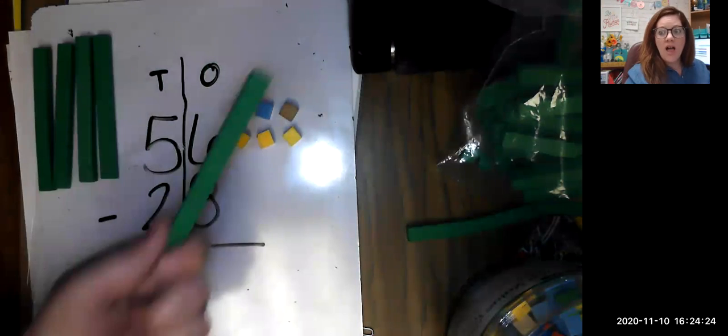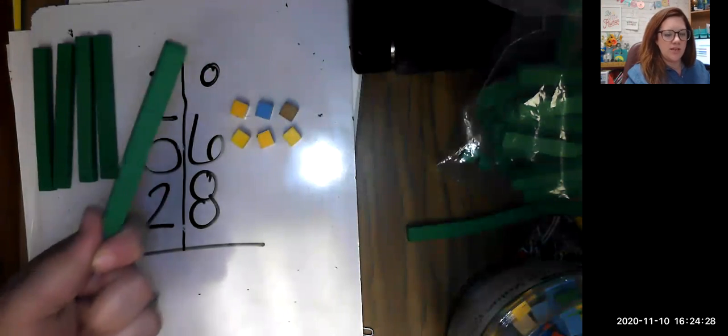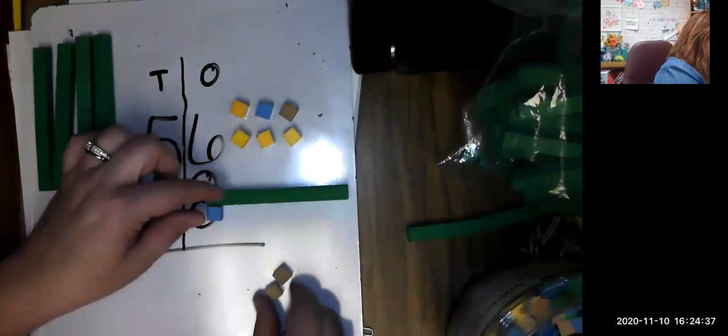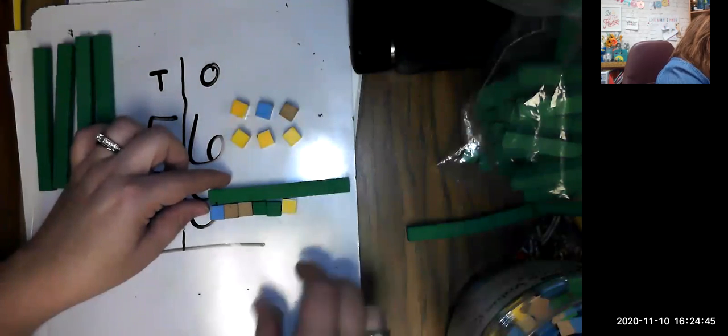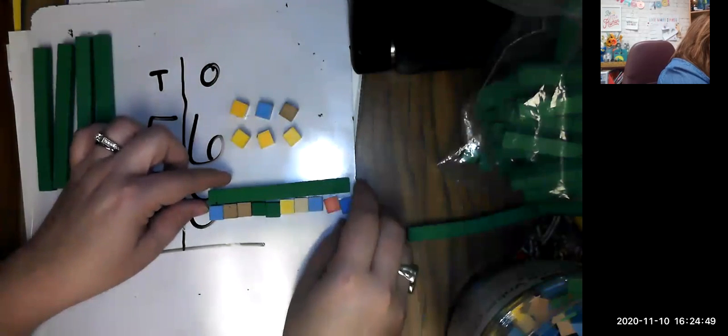Say it with me, 10 ones. A 10 rod is worth 10 ones. This 10 rod is worth 10 ones. So I'm going to make sure I put out 1, 2, 3, 4, 5, 6, 7, 8, 9, 10.